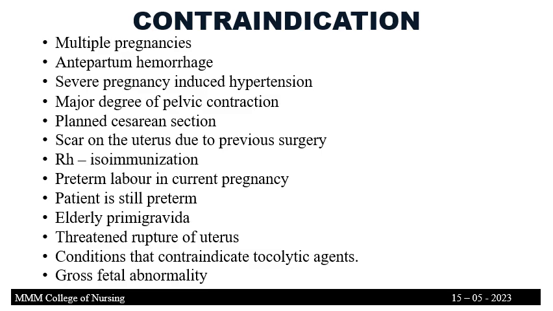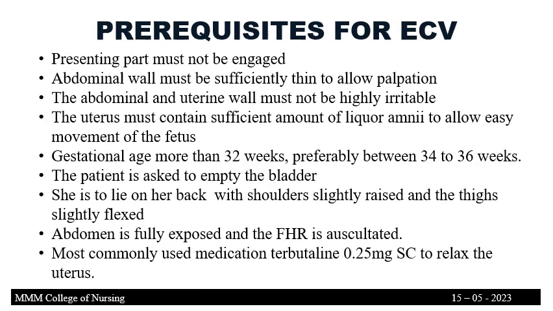So just to point out: multiple pregnancies, antepartum hemorrhage, severe pregnancy induced hypertension, major degree of pelvic contraction, planned cesarean section, scar on the uterus due to previous surgery, Rh isoimmunization, preterm labor in current pregnancy, patient is still preterm, elderly primigravida, threatened rupture of uterus, conditions that contraindicate tocolytic agents, gross fetal abnormality. So in all these conditions we cannot do the external cephalic version procedure.